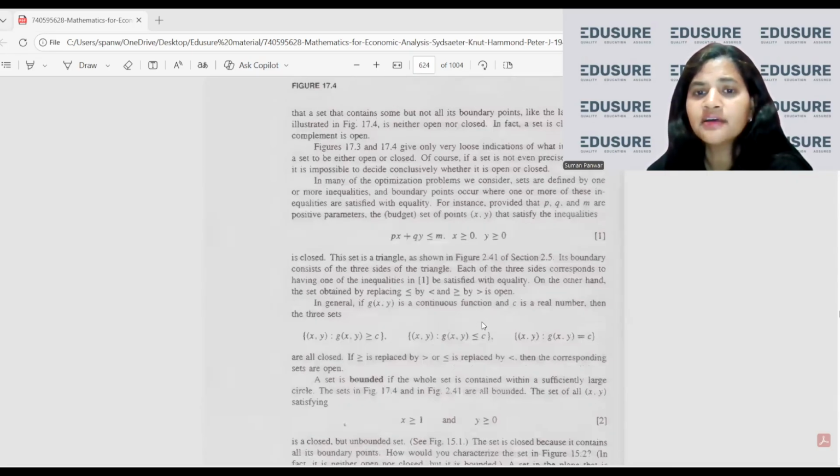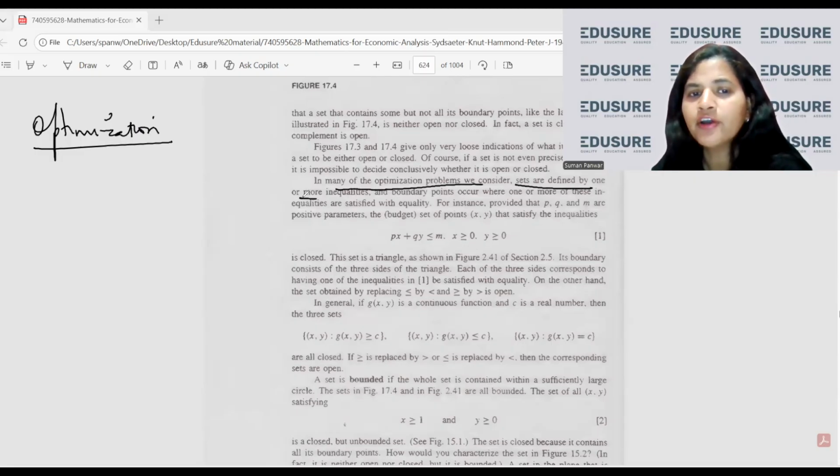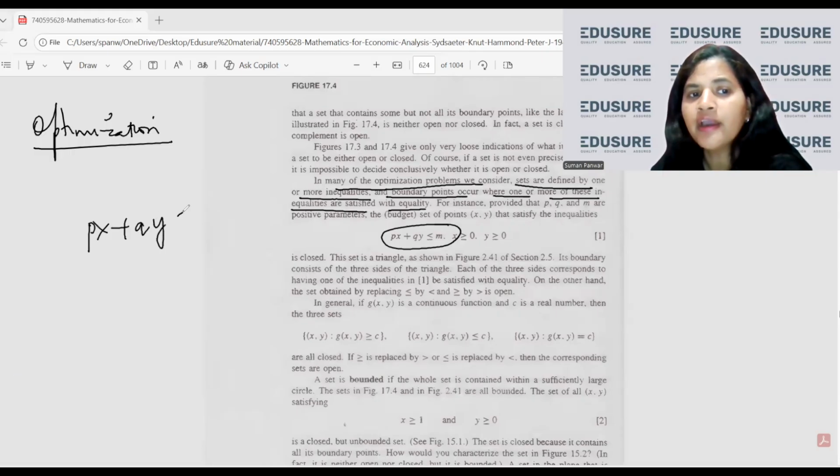And why is this important? Because जब हम ऑप्टिमाइजेशन में डील करते हैं तो जनरली हम कंस्ट्रेंट्स के साथ डील करते हैं. जैसे कि आपसे कोई बोल दे, in many of the optimization problems we consider, sets are defined by one or more inequalities and boundary points occur where one or more of these inequalities are satisfied with equality. So आप ये देखिए, हो सकता है कि ये आपका बजट कंस्ट्रेंट है. So your budget का जो मैक्सिमम वैल्यू है वो क्या है, m. तो m becomes the boundary point.